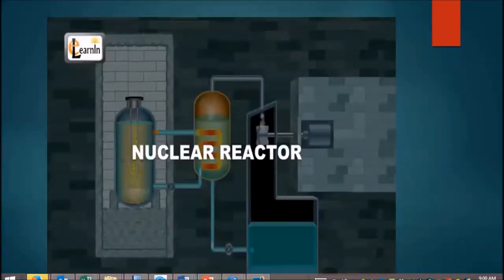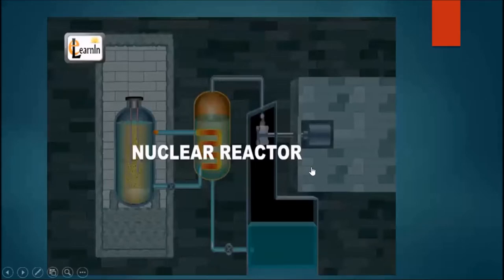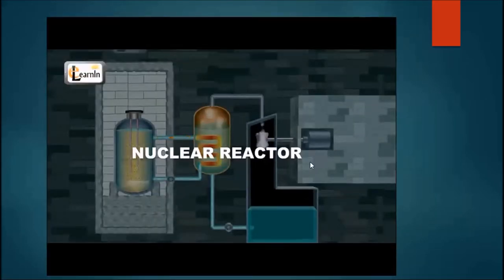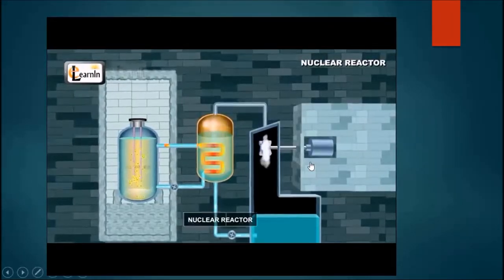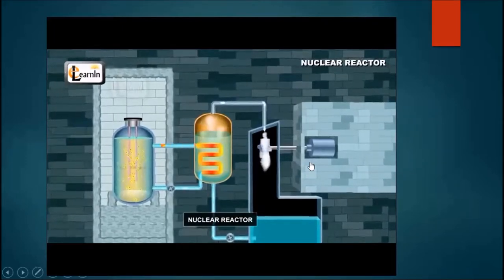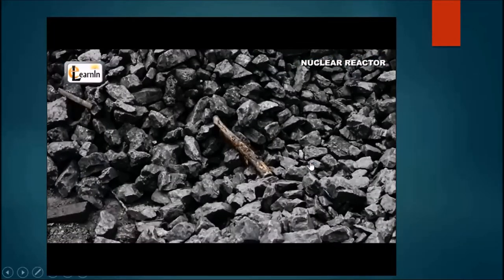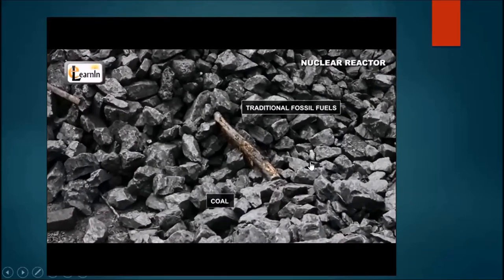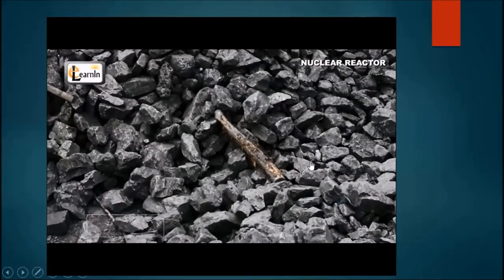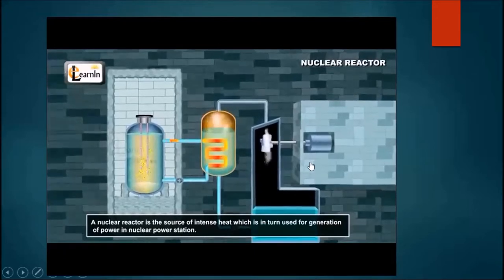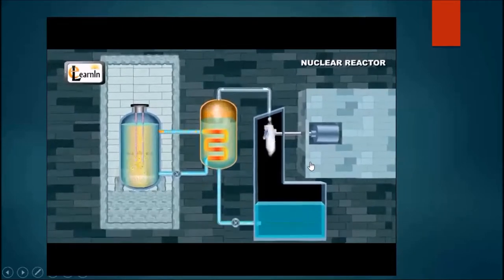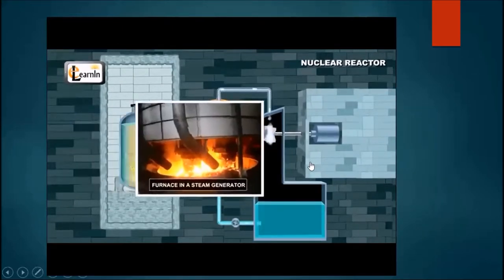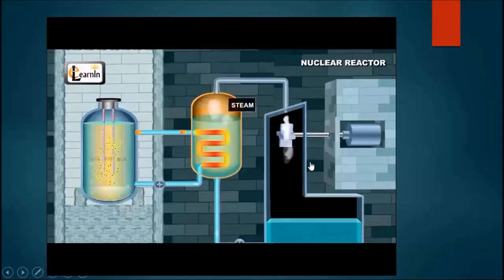So here's another movie on nuclear reactors. In this video, we're going to learn about the nuclear reactor. Nuclear reactors are the modern-day devices extensively used for power generation, as the traditional fossil fuels, like coal, are at the brink of extinction. A nuclear reactor is the source of intense heat, which is in turn used for generation of power in nuclear power stations. Its mechanism is similar to that of a furnace in a steam generator. The steam is used to drive the turbines of the electric generator system.